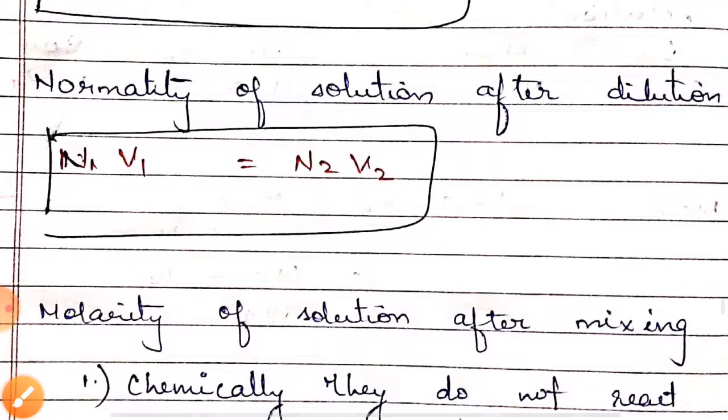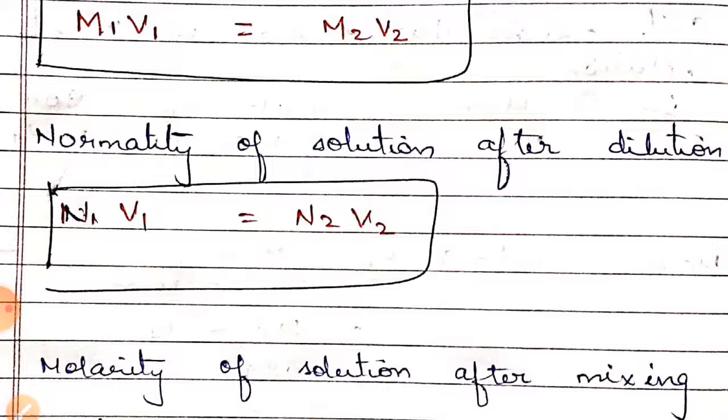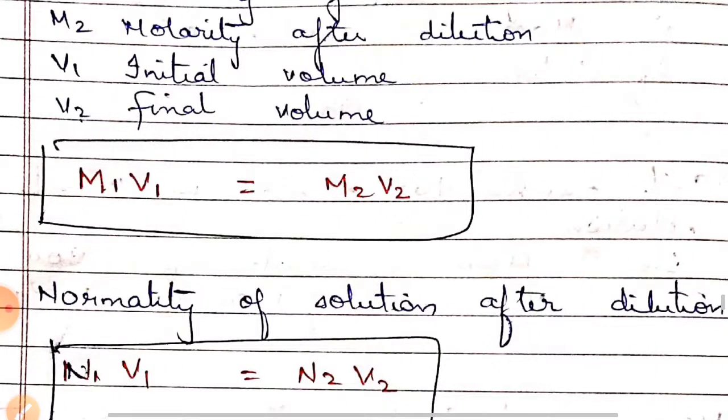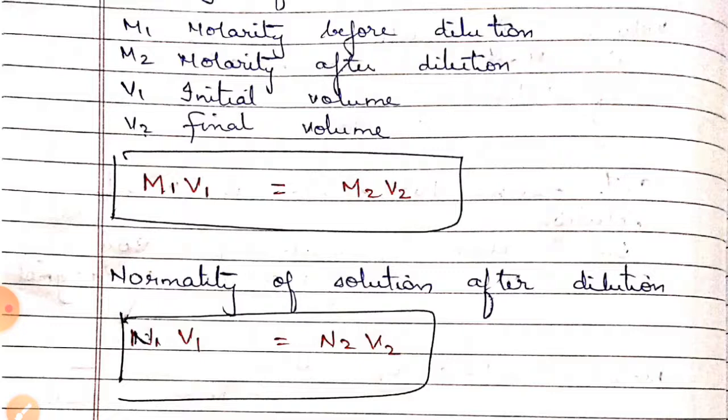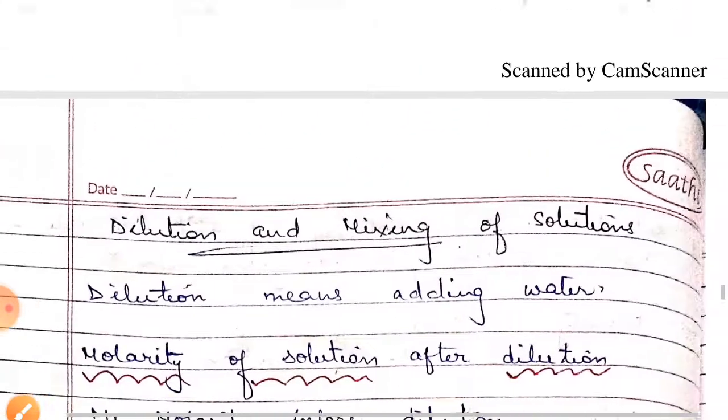And what would happen to normality after dilution? That is also N1V1 is equal to N2V2 in the same manner. So when you dilute a solution, the molarity or normality, that is the concentration, changes. And how to get the concentration of the new solution? You have the equation M1V1 is equal to M2V2 if the concentration is in molarity, or N1V1 is equal to N2V2 if it is in terms of normality. This is the term called dilution.